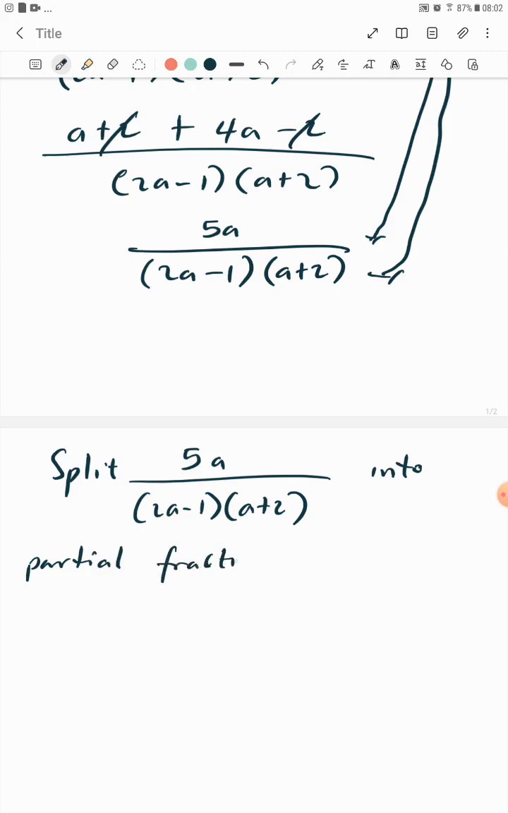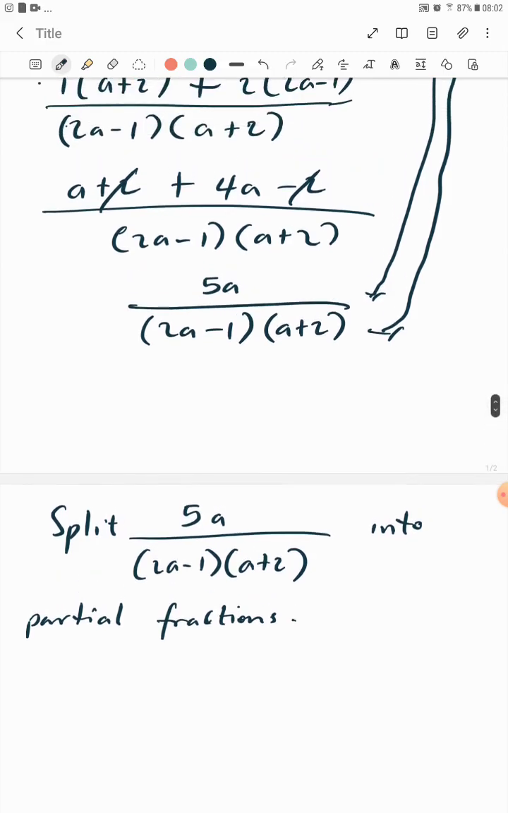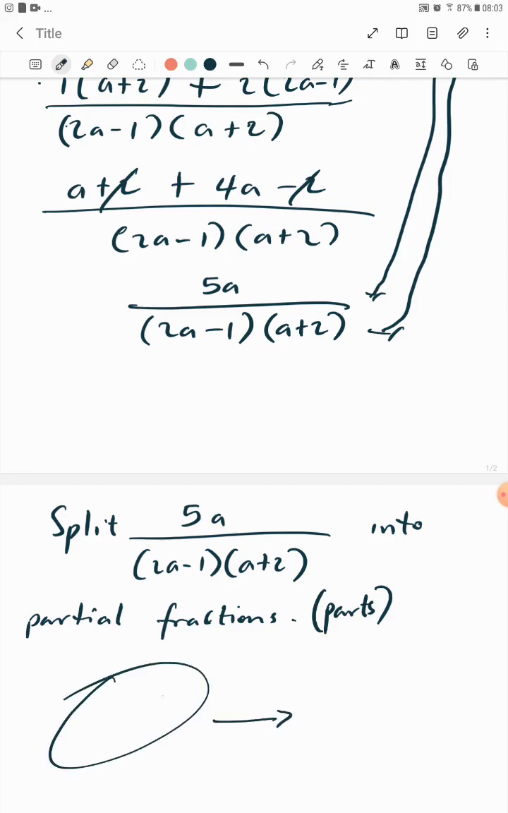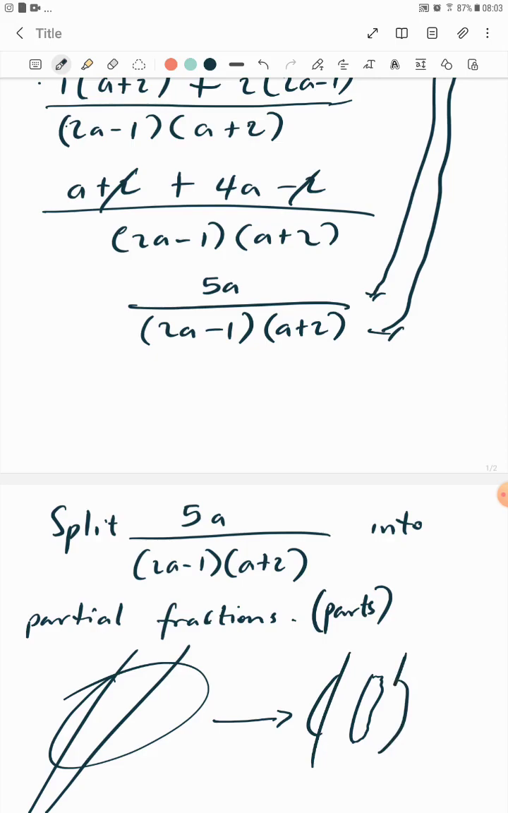You can see the word partial here means that when we have a rational fraction, we want to split it into parts. It's just like you are being given a log of wood and they say you should split this log of wood into parts. So you are splitting it down into parts. That is what partial fraction actually means.